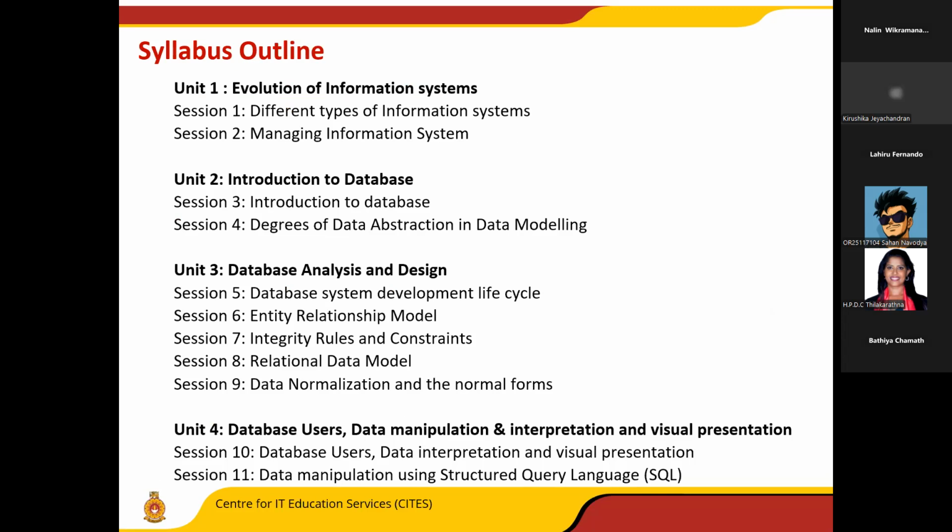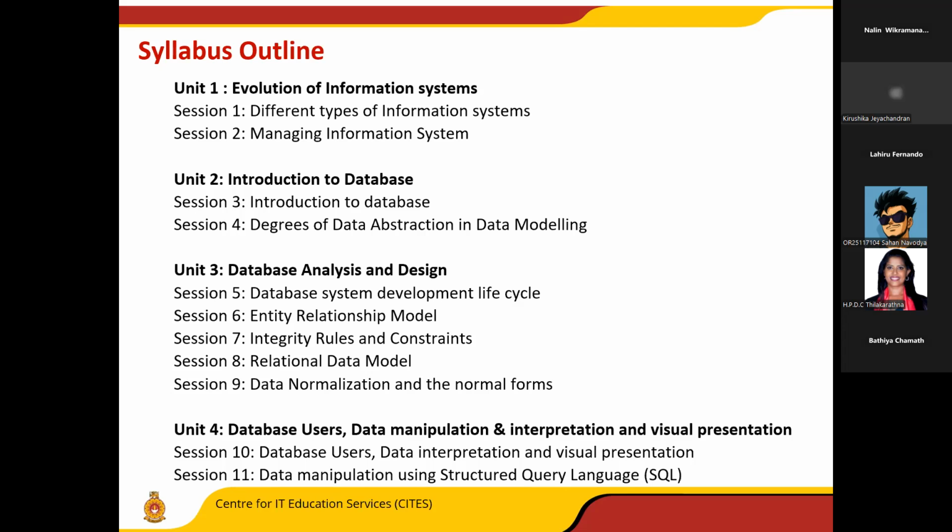And once we move to the syllabus outline, this particular course consists of 4 units, namely evolution of information systems. So what is the purpose of having these information systems, and how these institutions are maintaining the information systems to convey the messages or maintain the communication within the institutions. And the next unit is about the introduction to database. So how this database is handled, and who are the admins involved in this particular database creation and maintenance.